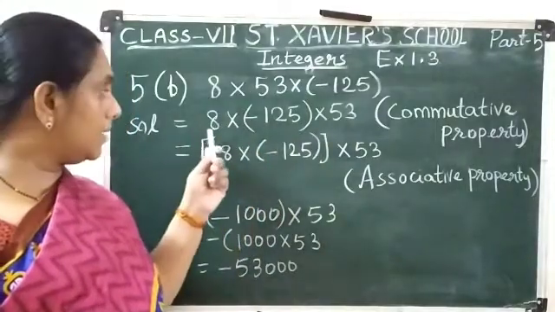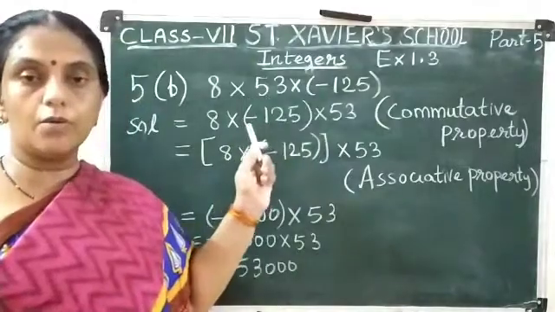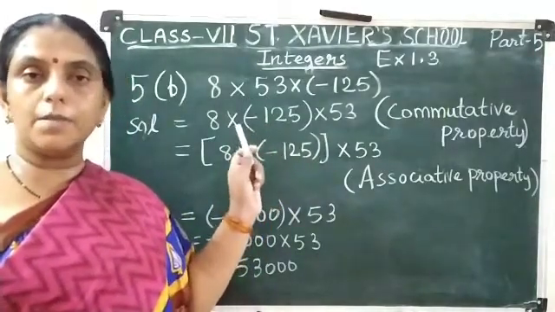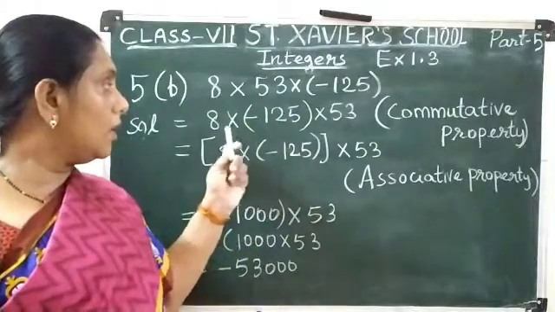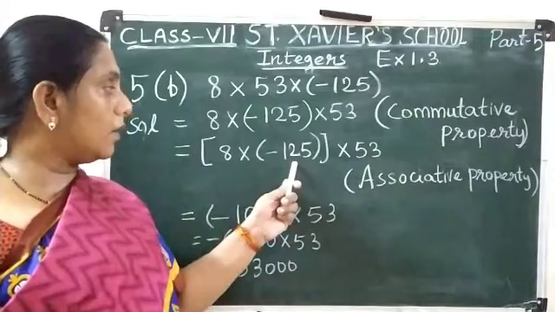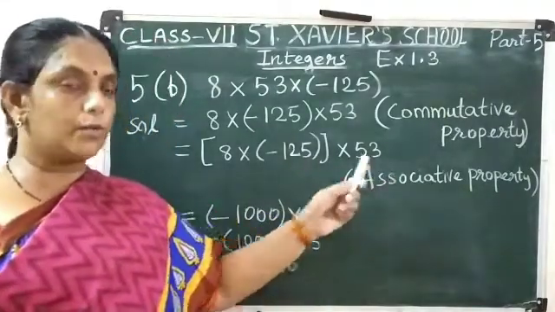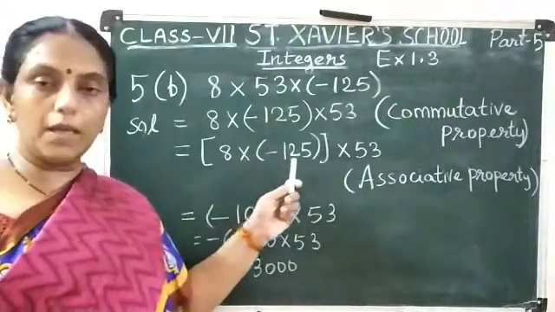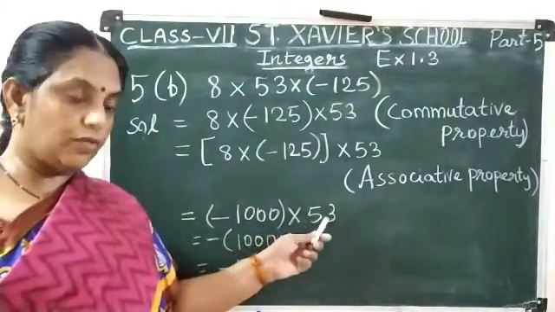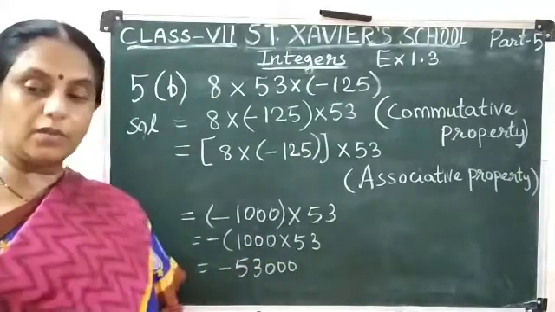Now 5b is 8 into 53 into minus 125. So now 8 into minus 125 into 53. So we are making use of the commutative property. What is the commutative property? a plus b equal to b plus a. So we have exchanged this. Now 8 into minus 125 into 53, we are making use of the associative property. Now 8 into minus 125 will become minus 1000, into 53. So minus 1000 into 53 will become minus 53,000.